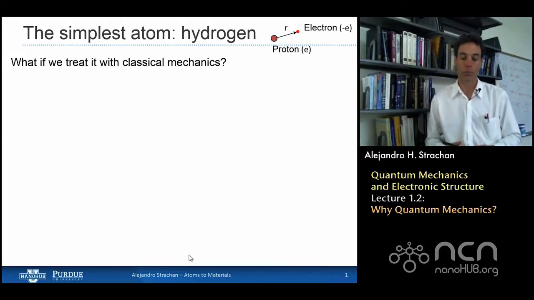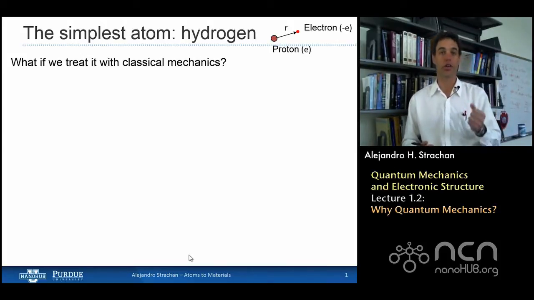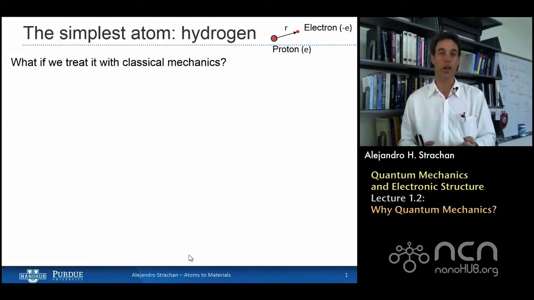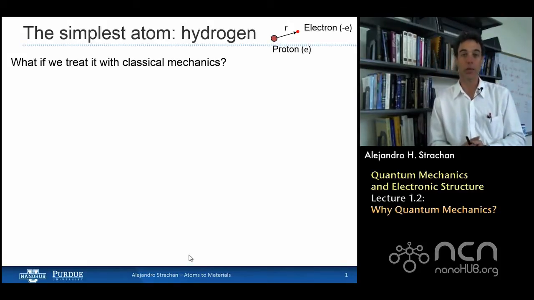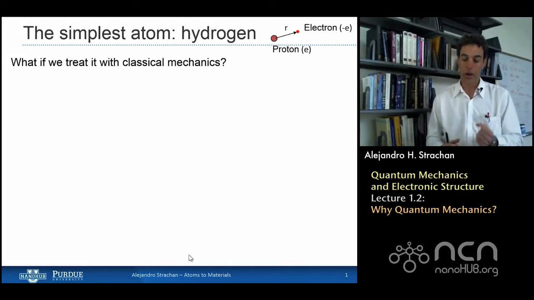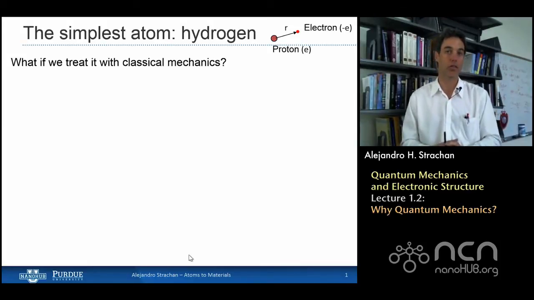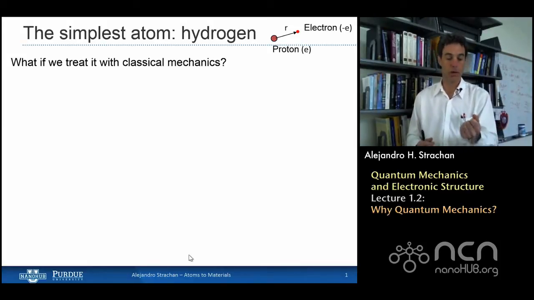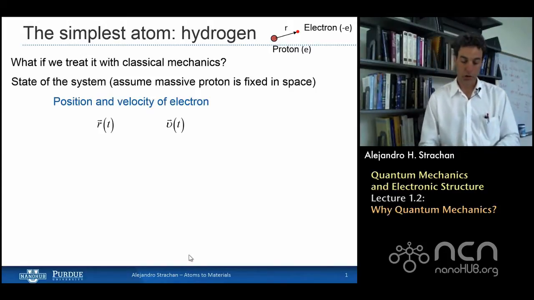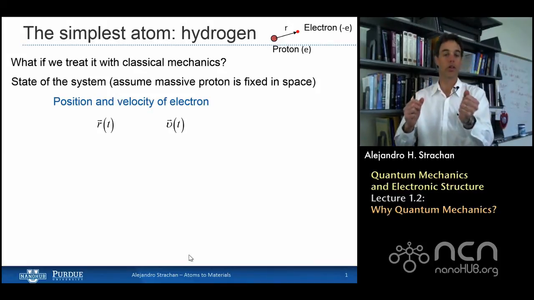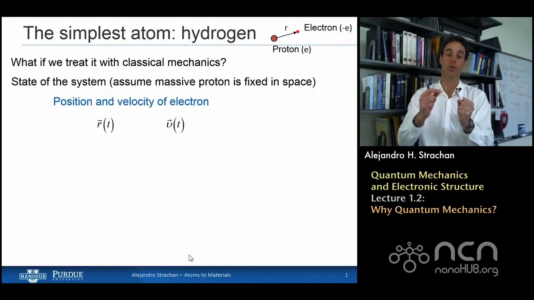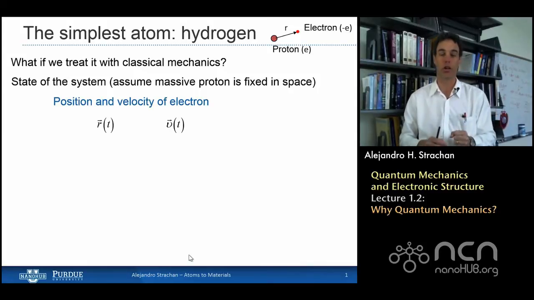So the simplest atom is, of course, hydrogen. Hydrogen consists of a proton and an electron, okay? The proton has charge plus E, and the electron has charge negative E, so of course the atom is neutral, and the proton is significantly more massive than the electron, okay? The mass of the proton is about 2,000 times larger than that of the electron, so we're going to assume that the proton is standing still at the origin, it's not moving, and the electron is around it, okay? And I'm going to worry about the position of the electron.